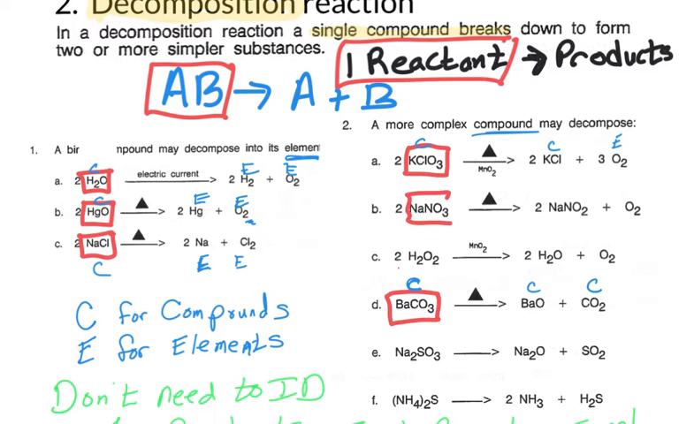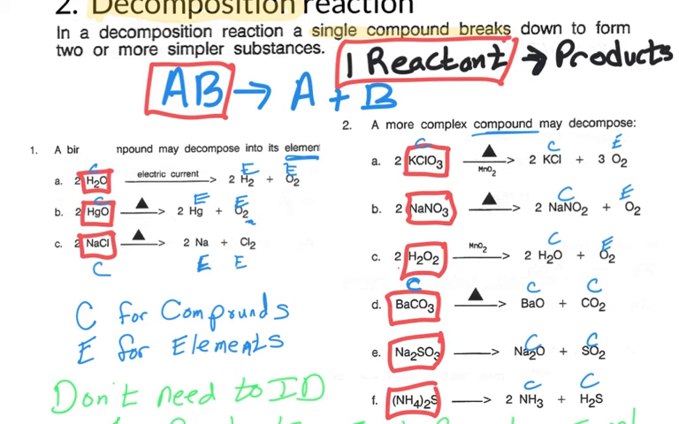The way to identify it is it starts with one compound. Notice it may have the number 2 or 3 or some number in front of it. That coefficient has no effect on how many compounds there are. There's just one compound.